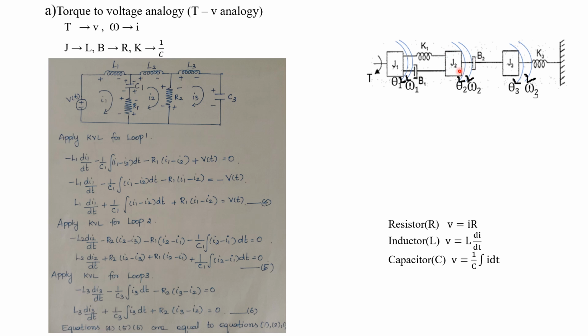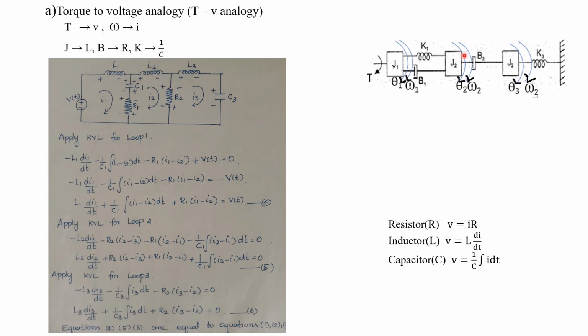Now, what about B2? B2 is connected between J2 as well as J3. In the common branch between loop 2 as well as loop 3, we have to connect the corresponding equivalent element. B2 corresponds to, what is B? B corresponds to R. So B2 corresponds to R2. So it should be drawn in the common path between loop 2 as well as loop 3, because here B2 is connected between J2 as well as J3.